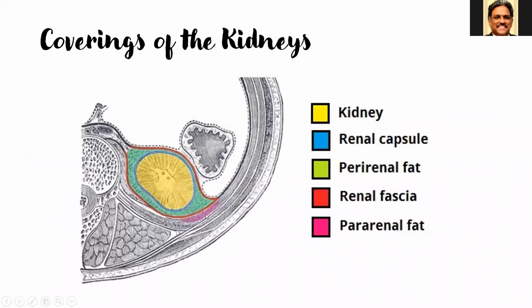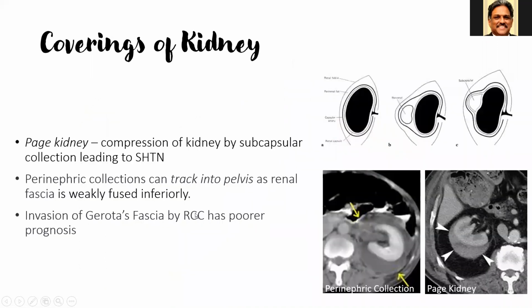So this is again cross-sectional imaging. The yellow structure is the kidney, the blue structure is the renal capsule. Surrounding it, you have your perirenal fat, and outside it, you have your renal fascia, otherwise known as the Gerota's fascia. The posterior layer and the anterior layer fuse close to the midline around the major vessels, and inferiorly they are not fused properly, and outside them what is in pink is the pararenal fat.